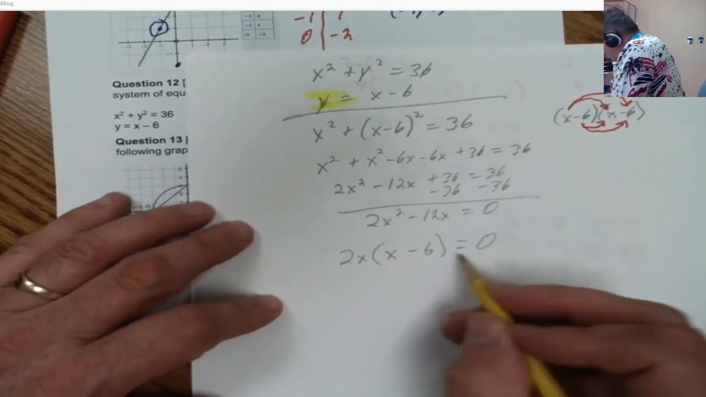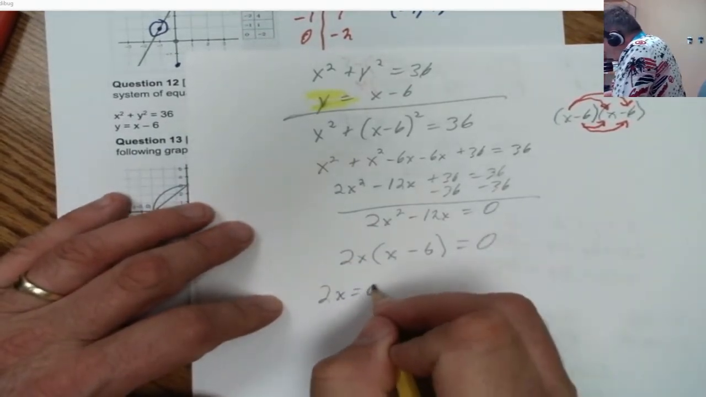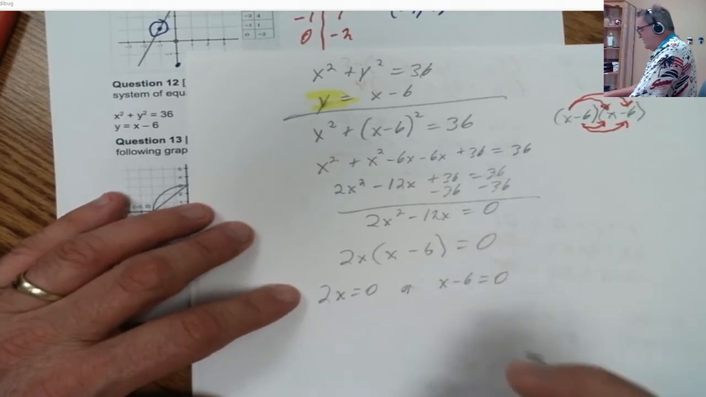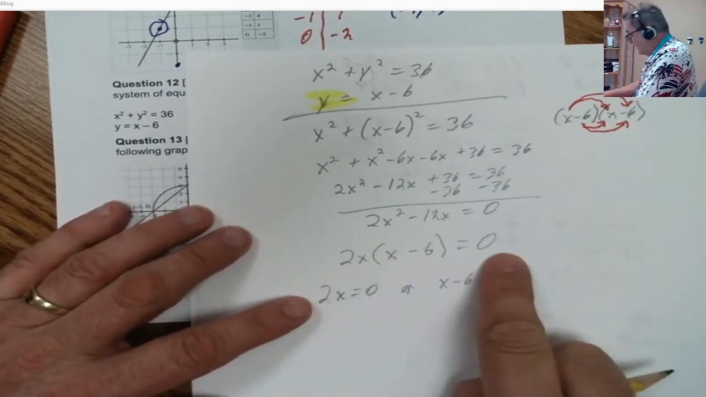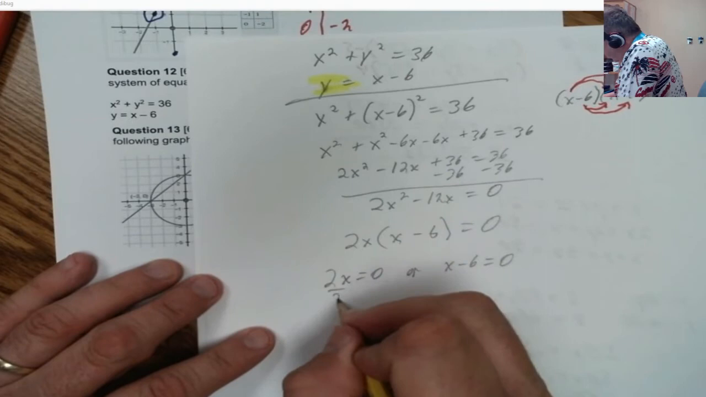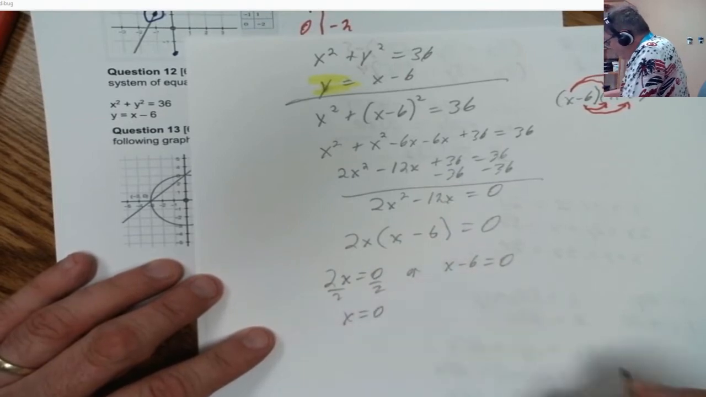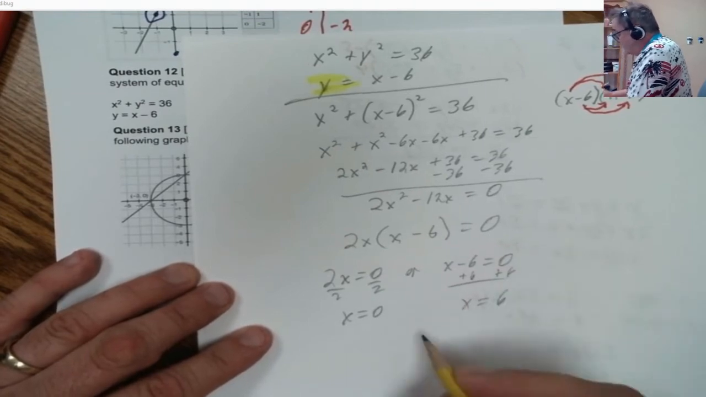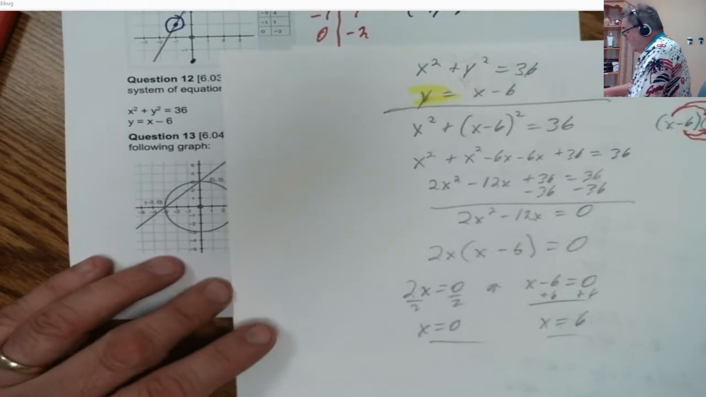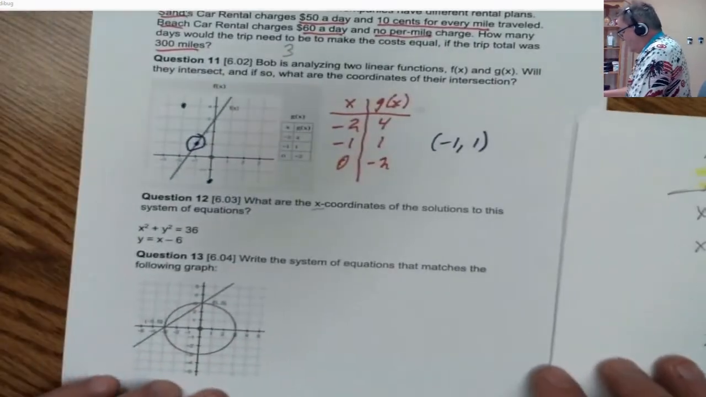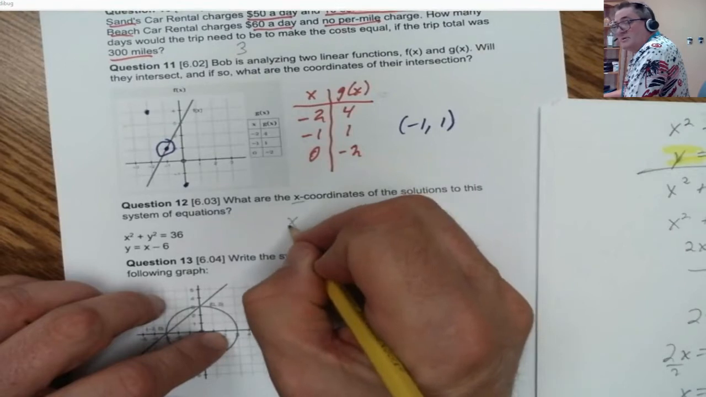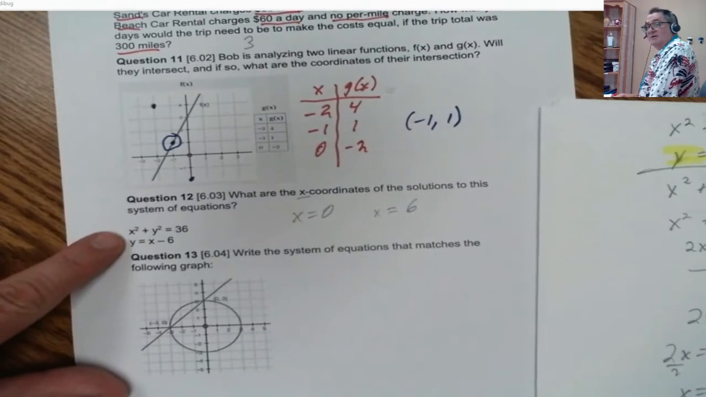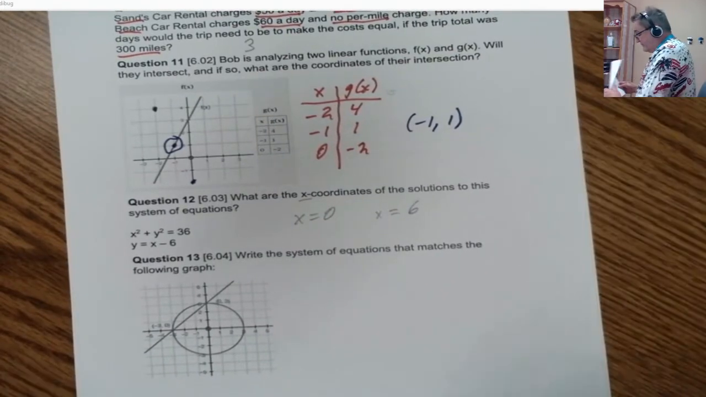So that means either 2x equals 0 or x minus 6 equals 0. There are two different solutions here. If either one of these is 0, then that's going to be true. So divide by 2. If x equals 0, it's true, or if x equals 6. So these are the two solutions. What are the x coordinates of the solutions? X equals 0 and x equals 6. That is the two solutions to this equation right there.